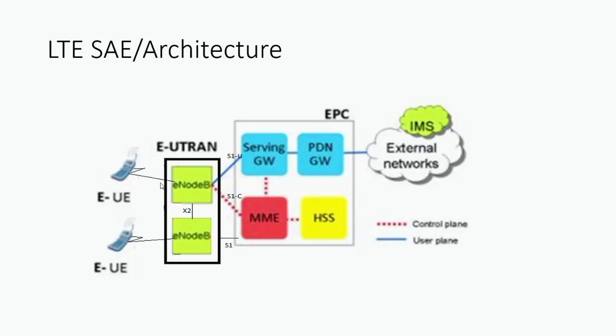Every architecture node and every entity is evolved as a new one. That's why its architecture is called SAE, meaning System Architecture Evolution. Now let's understand the various nodes and the architecture.